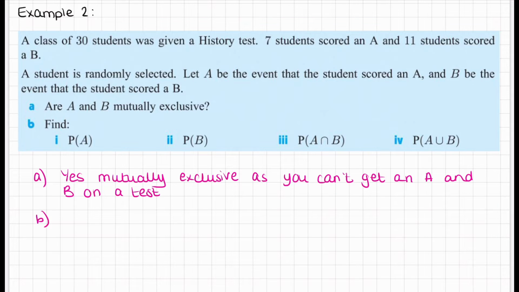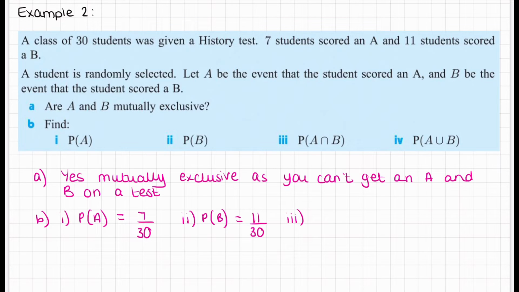Okay, part B. Just finding some different probabilities. The probability of A, so the probability that a student scored an A. We look at the information we've been given. 7 students scored an A, which means it'll be 7 out of the total class, which is 30. Part 2, the probability of event B, which is that they scored a B. We look there, that was 11, so that would just be 11 out of the 30.